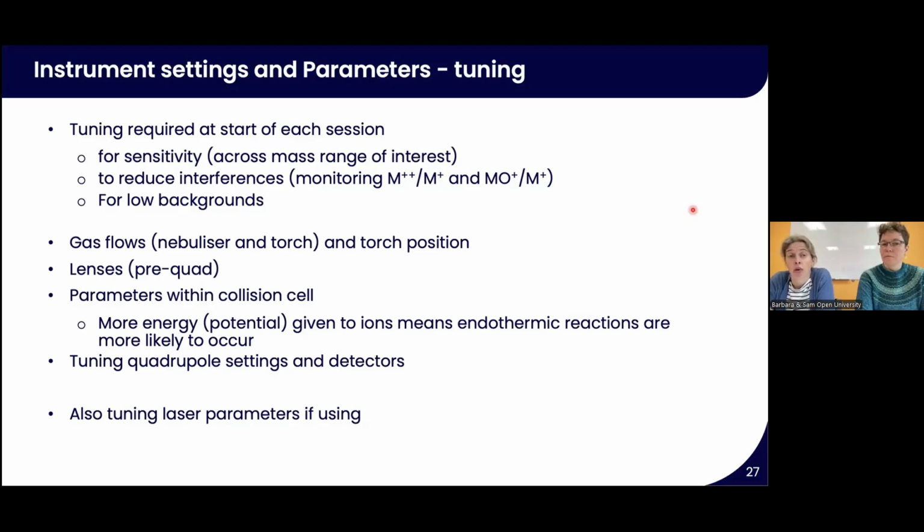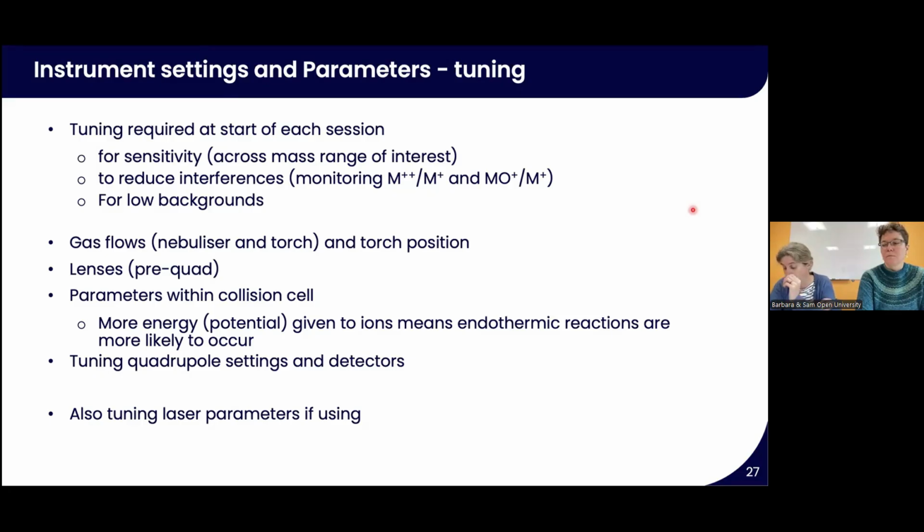We can change and tune parameters within the collision cell as well. When I was talking about the collision cell, I said that selenium, for example, reacted with oxygen because it's an exothermic reaction. But if we give more potential across that collision cell, it means that we can start to introduce more endothermic reactions. So we can push the limits of those reactions by altering the potential difference across the cell. And then, of course, we can tune the quadrupole settings and the detectors in order to get the best out of our instrument. If we are using the laser, then there are parameters that we can tune on the laser in order to get the best out of the instrument as well.